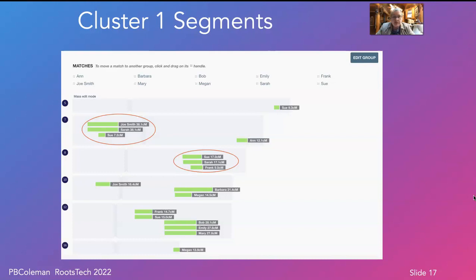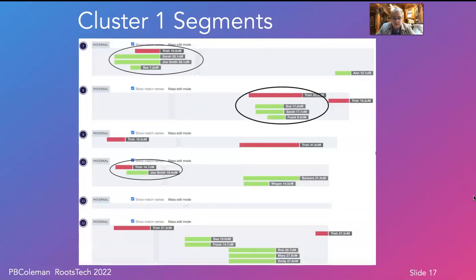So then I look to see where my cousin Trish comes in. And here's cousin Trish. She's shown here in red. She triangulates with Joe, Sue, Sarah, and me on cluster 7. And she also triangulates with Sue, Sarah, Frank, and me on cluster 8. She's also on cluster 10, but there's only a small overlap with Joe. It's about 4 centimorgans, and that's not enough for MyHeritage to consider it a match.